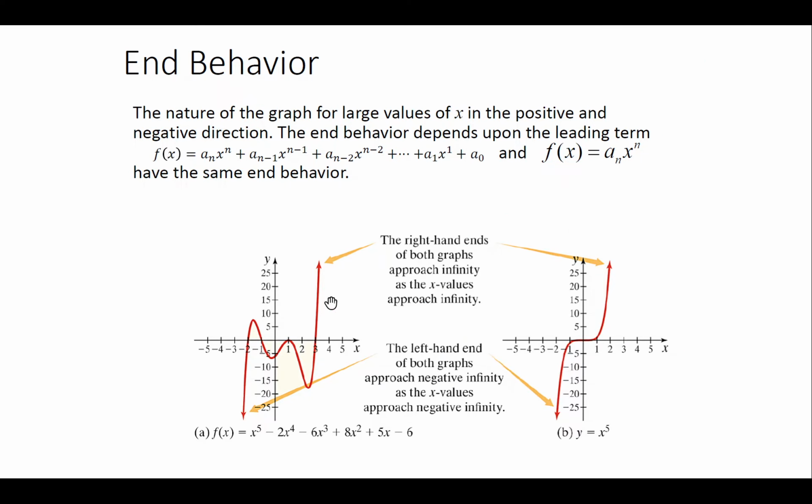So here this is the graph of x to the power 5, negative 2x to the power 4, negative 6x cubed plus 8x squared plus 5x minus 6, and this is the graph of x to the 5. As you can see, the end behavior of this polynomial and its leading term, which is x to the power 5, should be the same. That's the reason to the right both of them should be up, and to the left both of them should be down. To the right means we're talking about what happens if you keep going to the right, and what happens if you keep going to the left. That's called end behavior.